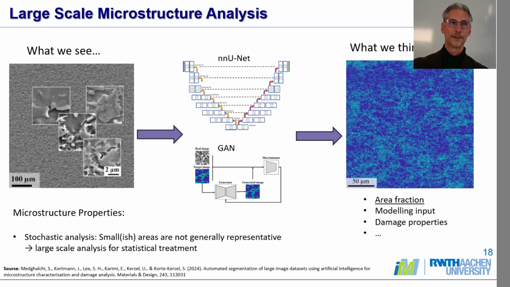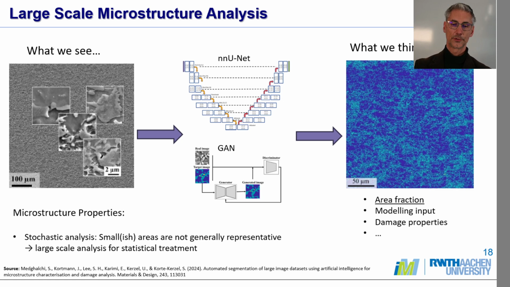So how do we go from the image that we see to what we think about? We investigated here two approaches. One is nnU-Net and one is a generative adversarial network, GANs, right? And once we have this segmentation of the microstructure, then we can use this in further approaches, like for example area fraction analysis, modeling input, in the sense that we can now use this segmented microstructure as input for numerical simulation. We can look at damage properties and so on.